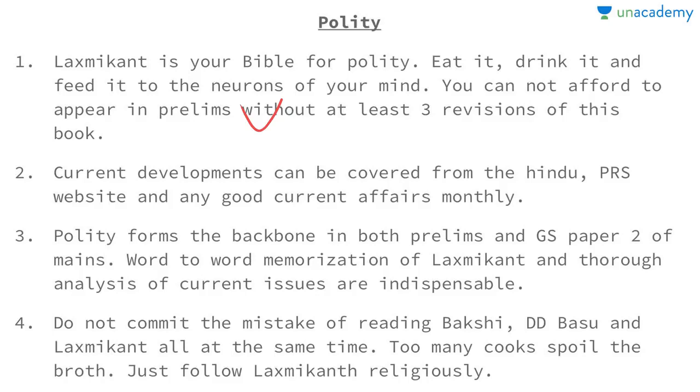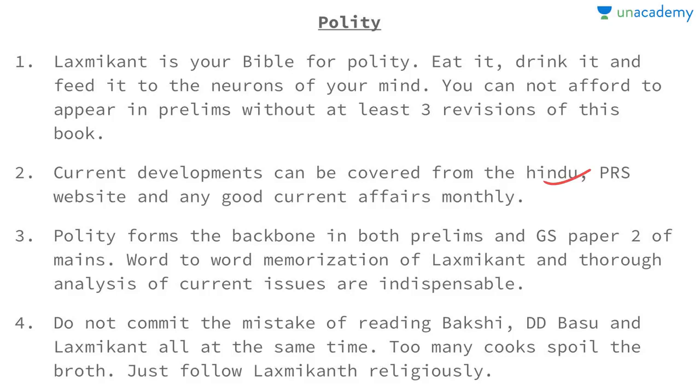Now obviously this book does not have current affairs, so if a latest act etc. is passed, then it can be covered from The Hindu, Yojana or the PRS website. And again, if you want, you can have any good monthly current affairs compilation, but I have not found any till now except Yojana, so I used to study Yojana.